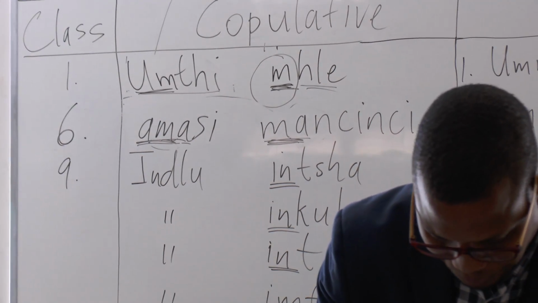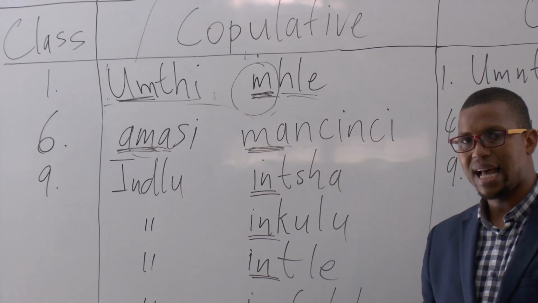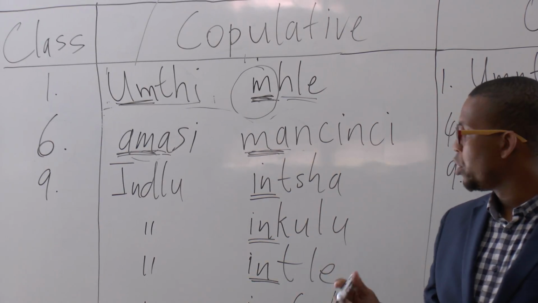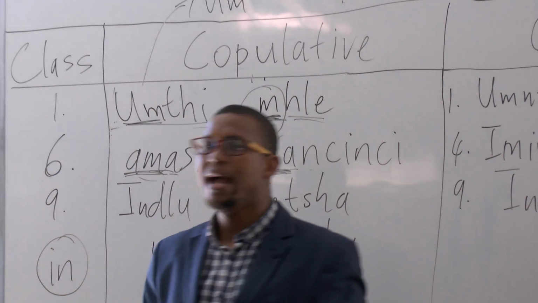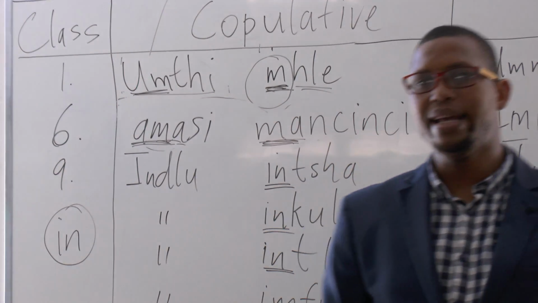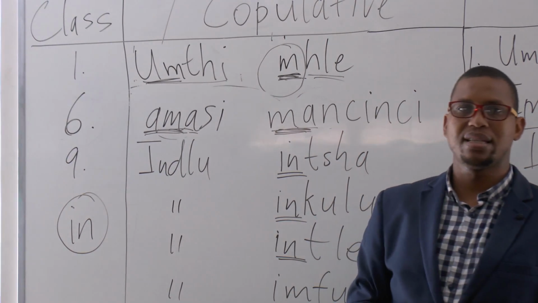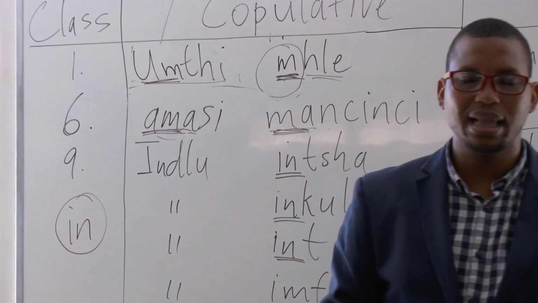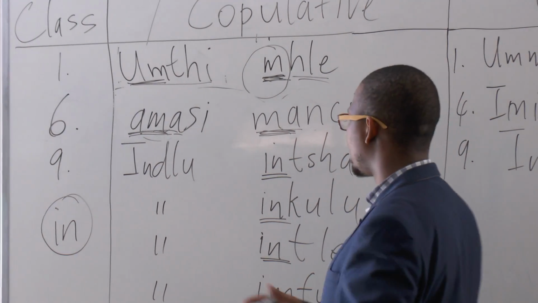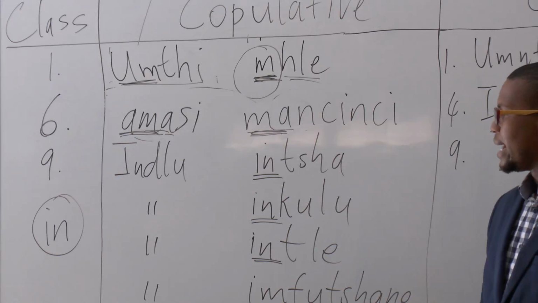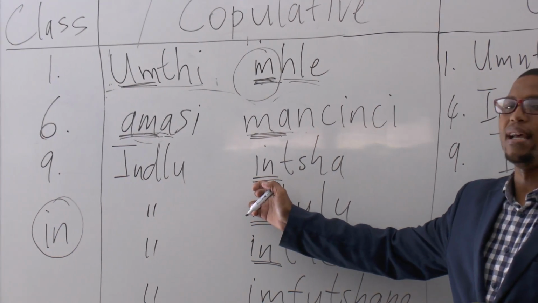In the case of class 9, always remember that the adjectival concord that we use there is in. It's always going to be in. Then we are talking about a house. Indlu, that is class 9. Indlu, a house.